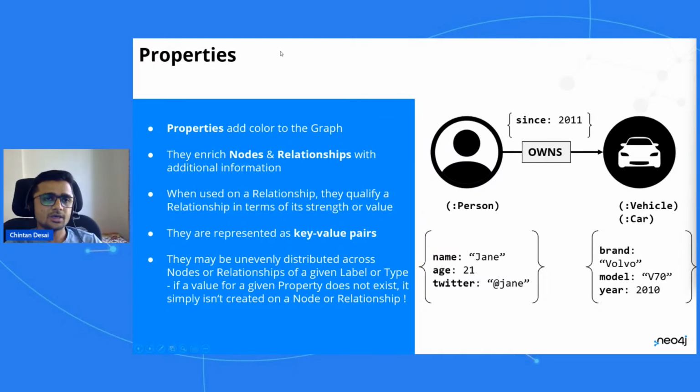So here you can see the key is since and the value is 2011. You can relate it to a JSON type of format, where you have the name of the property and the value of the property. So this is how the properties are represented.